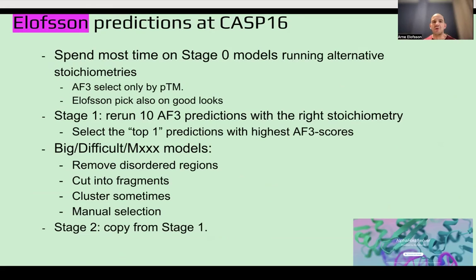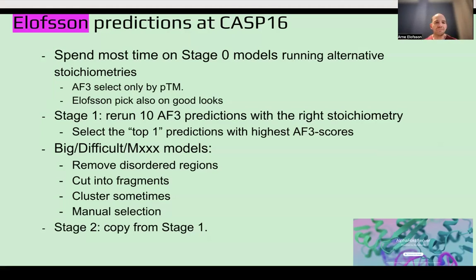For my manual predictions, the Elofsson ones, I probably spent most of the time on stage 0, where I tried to guess the stoichiometry. In AlphaFold 3, I just ran different stoichiometries and picked the one with the highest PTM. In Elofsson, I did the same, but I ran maybe a few more stoichiometries, and I also used some other criteria, mainly manual judgment. And I think there were a couple of cases where I actually got it correct. In particular, I maybe submitted things with more variation than in AlphaFold 3.